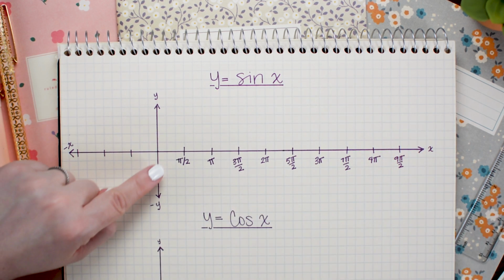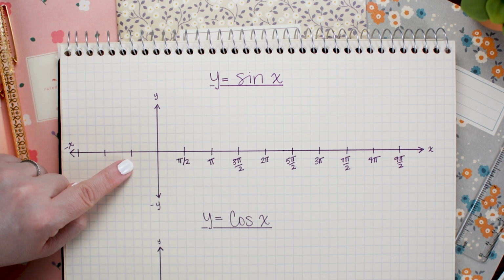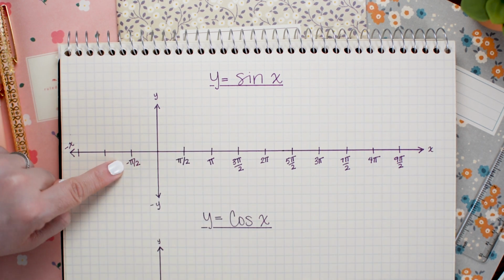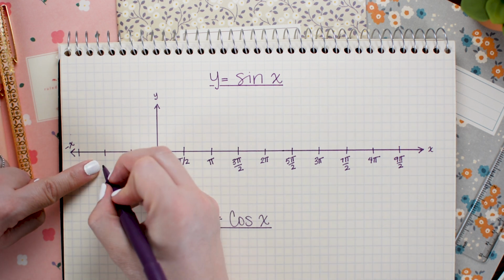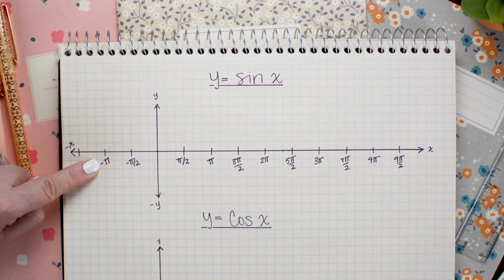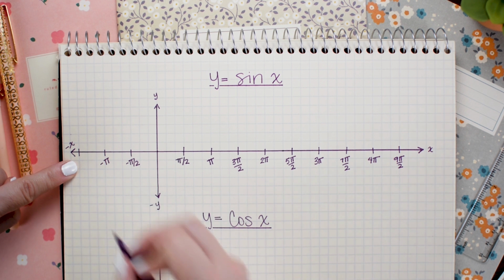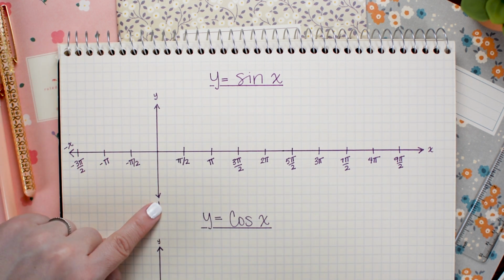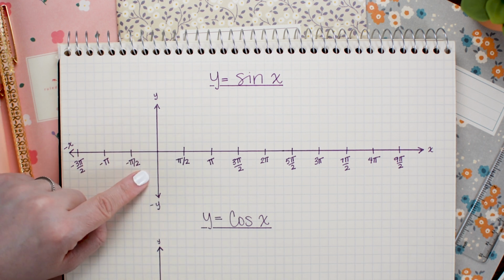On the left-hand side of the axis, I'm going to count backwards by pi over 2. So I'll have negative pi over 2 here, negative 2 pi over 2, or simply negative pi here, and then negative 3 pi over 2 on this last spot. Because the range of sine is only negative 1 to positive 1, that's all we have to worry about labeling on the y-axis.